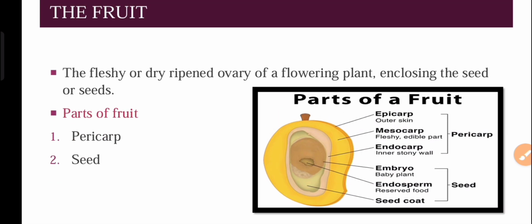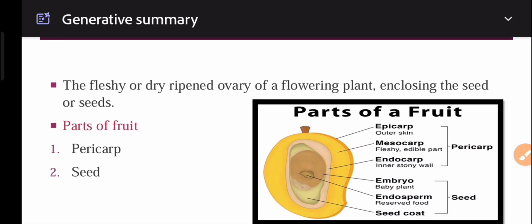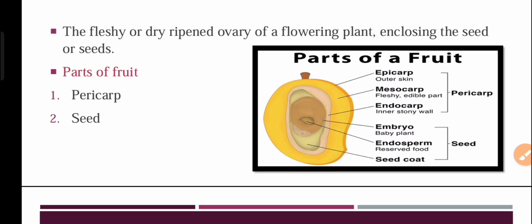And then coming to the fruit. You all know fruit. In daily life you are eating so many delicious and nutritious fruits, right? In fruit we can see fleshy fruit and dry fruit. The fleshy or dry ripened ovary of a flowering plant encloses the seed or seeds. In some fruits we can see only a single seed, and in some fruits we can see so many seeds, like that.